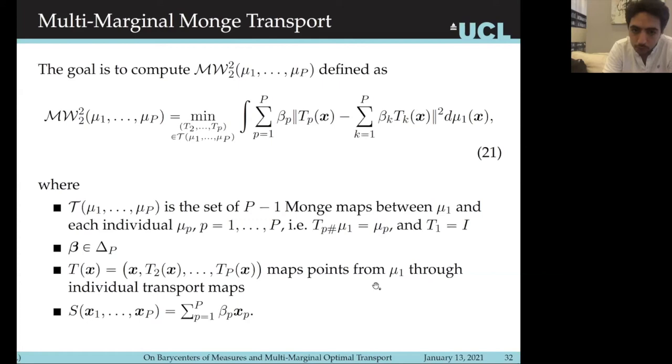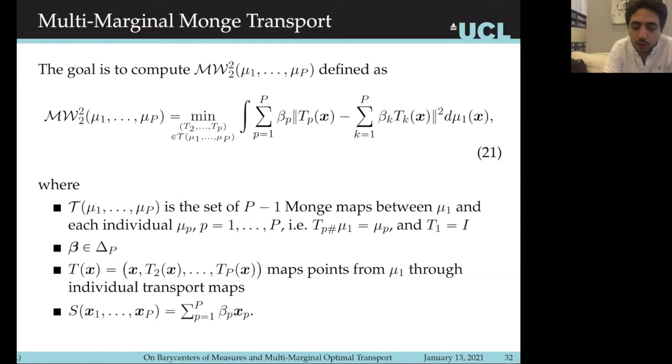And we want to minimize the expected multi-marginal cost of transporting mass from mu one to each of the measures. Just to explain the structure of this cost: you map each point x from mu one towards each of the measures through the maps T p, and then you have joint samples x one to x p from each of the measures, and the cost looks at how far each point is from the others. So basically it's trying to find maps from mu one to each of the measures so that when you map a single sample from mu one to each of the measures, the transported samples are close to each other. That's what this roughly means. And yes, that's the problem of multi-marginal Monge transport.